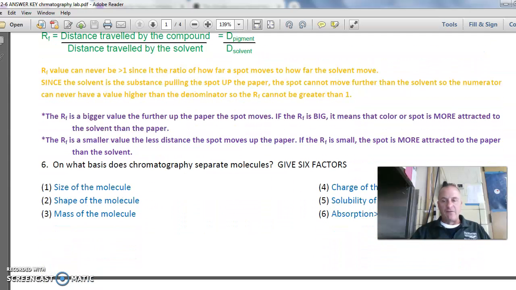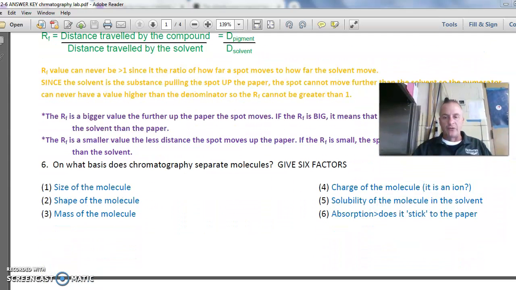Question 6 came from the video you watched. You were only supposed to watch the first minute of the video, and these are the 6 factors that are involved in how chromatography works to separate molecules. Those are the 6 factors.